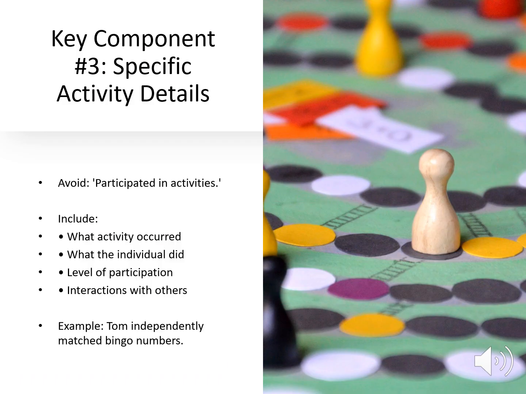Key component number 3: specific activity details. Avoid "participated in activities." Include what activity occurred, what the individual did, level of participation, and interactions with others. Example: Tom independently matched bingo numbers.